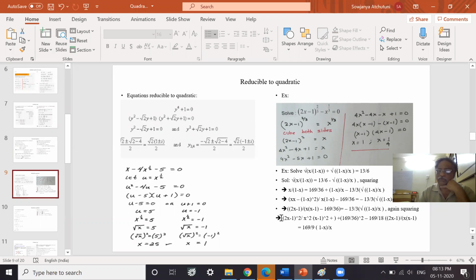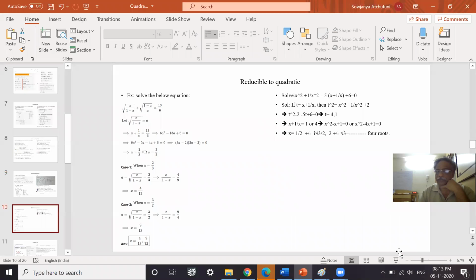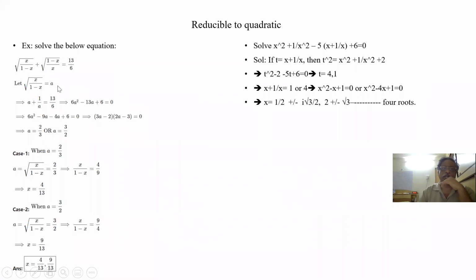In place of this, we will use another simplified method. Let us see. Slightly simplified method. Here I am taking root of x by 1 minus x as a. In that case, the reverse will become 1 by a. So the left side, I am writing a plus 1 by a is equal to 13 by 6. Here I get a is 2 by 3 or 3 by 2. So I know a is root of x by 1 minus x. When I am squaring it, I am getting x by 1 minus x is 4 by 9. If I am solving this, x is equal to 4 by 13. In the second case, 9 by 13. The answer is 4 by 13.